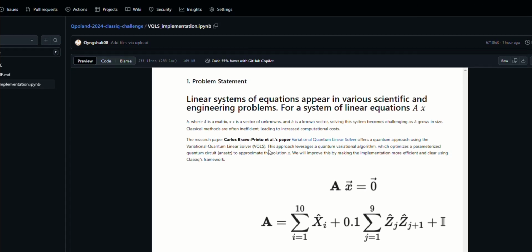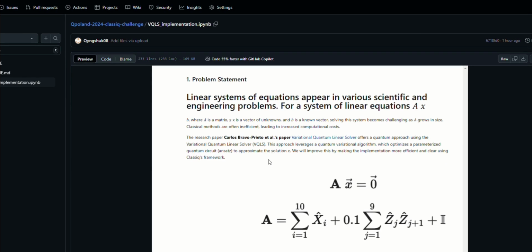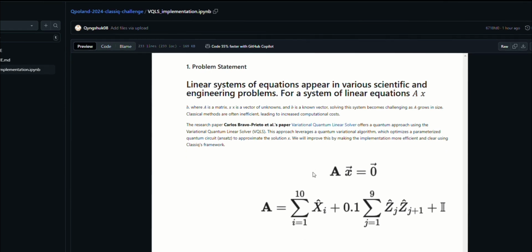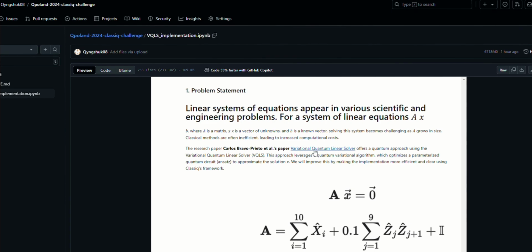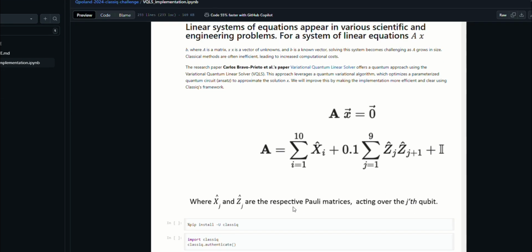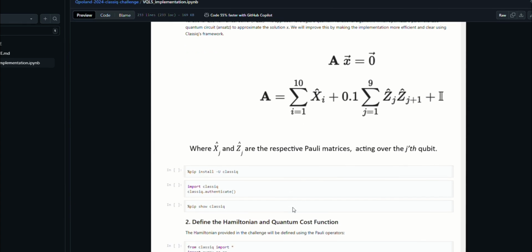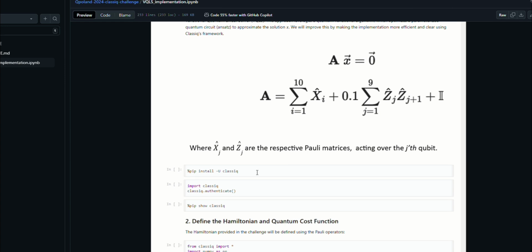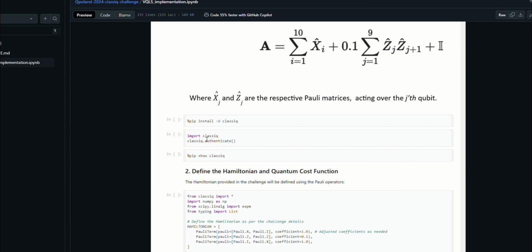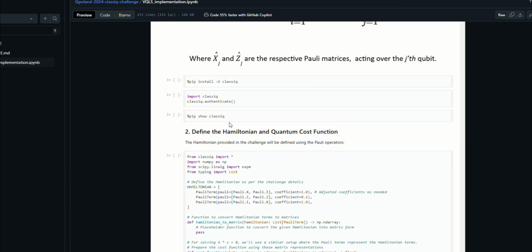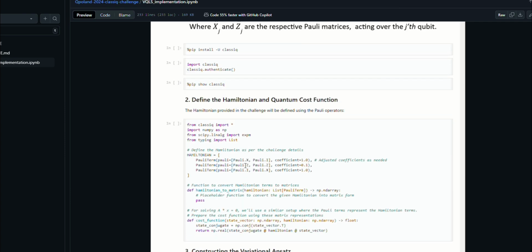As I told you earlier, we have used the Jupyter Notebook environment, and this is the research paper which we have used, by Carlos Bravo-Prieto. We have re-implemented the existing algorithm which we were asked to do. Here I have installed Classiq, and before using Classiq you have to create an account and authenticate it using this command. You can also check the version of Classiq.